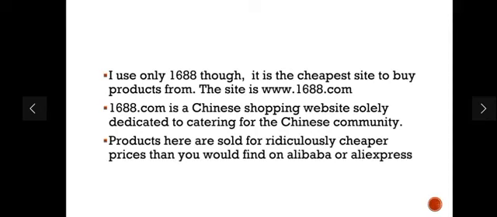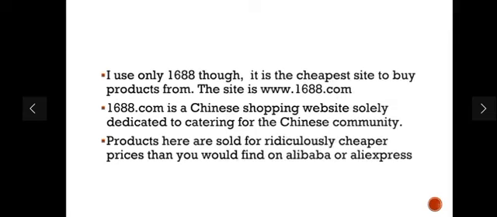1688.com, for those persons who have not opened the site, is a Chinese shopping website solely dedicated to catering for the Chinese community. Products here are sold for ridiculously cheaper prices than you will find on Alibaba or AliExpress. So the prices on the 1688 website are far cheaper than what you can get on other websites.